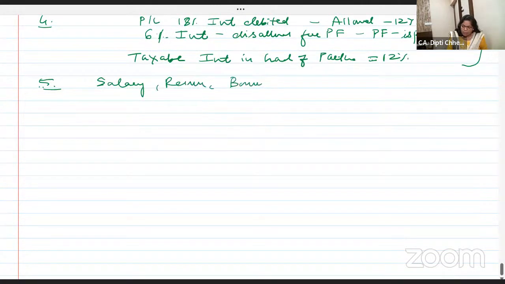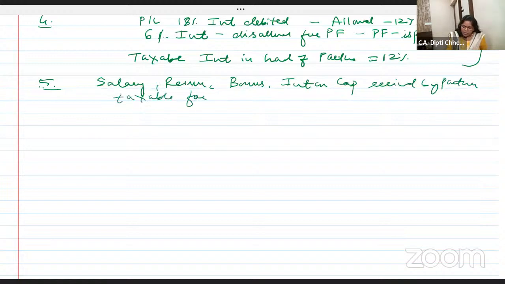And one last and beautiful point: salary, remuneration, bonus, interest on capital received by partner, taxable for partner under business head. Super duper question for MCQ.